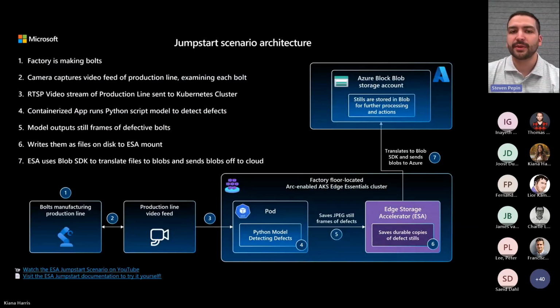So Francisco had talked about the Jumpstart scenario. This is just a quick overview of what that looks like. So we have a video of some bolts in a factory. The camera is taking video, and we have a script that's looking for defects. And when defects are found, those still images are sent to ESA, and then those still images are replicated to the cloud. So in the cloud, you can follow along your production line to see the issues and bolts that are not used properly.